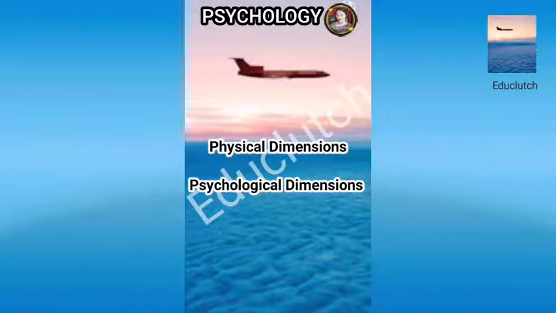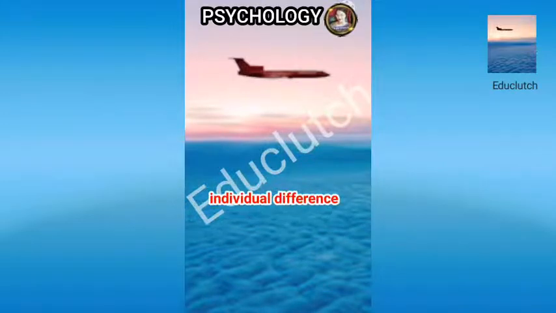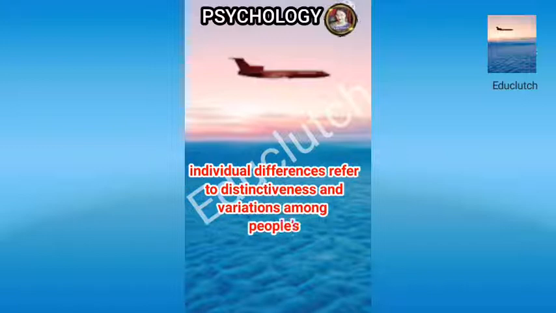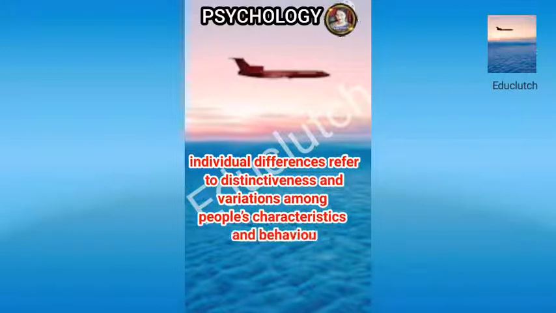In psychological dimensions, you will see some people are very bright, dominating, some are submissive, dull. This way it is different. So, if we define professionally the definition of individual differences, then individual differences refer to distinctiveness and variations among people's characteristics and behavior patterns.